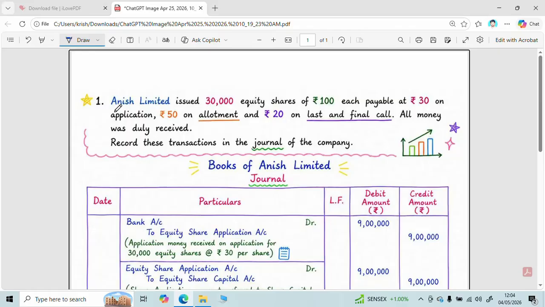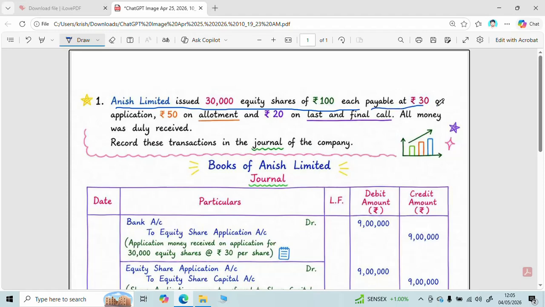In this video, we are going to discuss the first problem of issue of shares at par. Here is the problem. Anish Limited issued 30,000 equity shares of 100 rupees each. So Anish Limited company is issuing 30,000 equity shares at 100 rupees each. Here 100 rupees is the face value of the share.